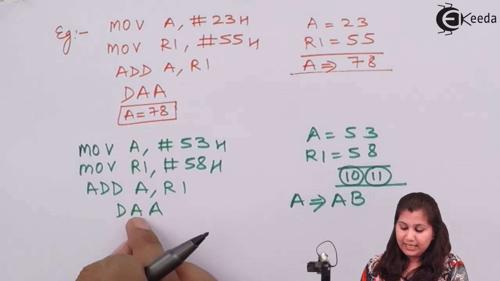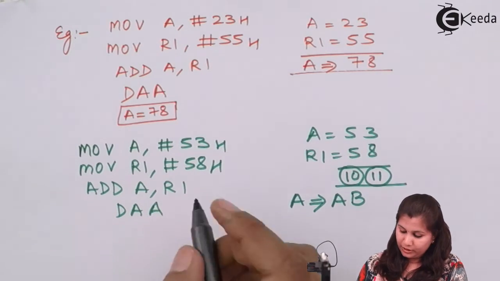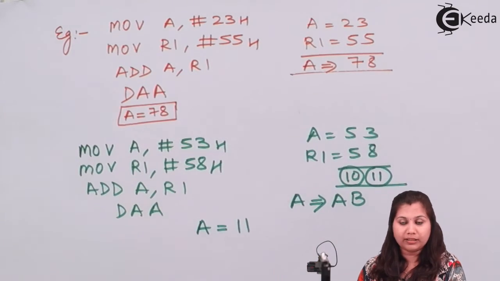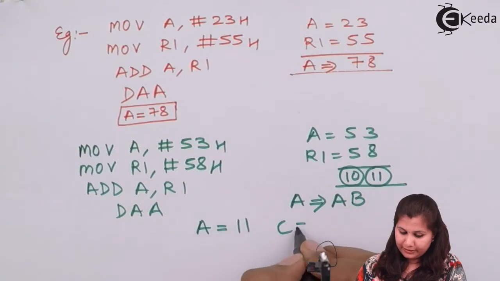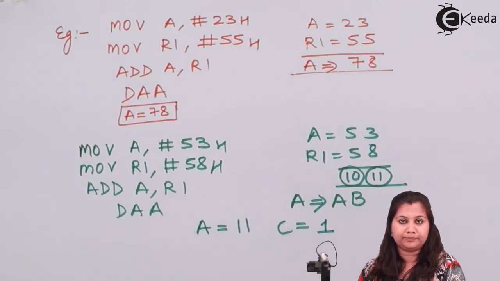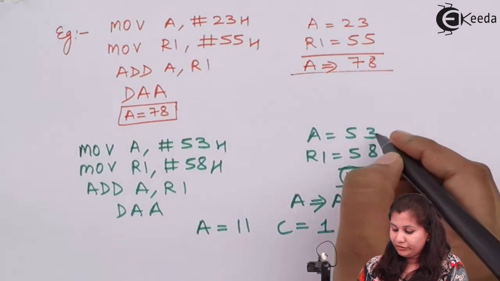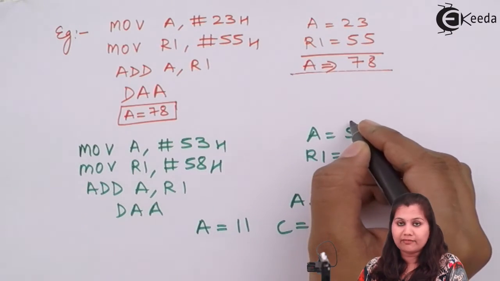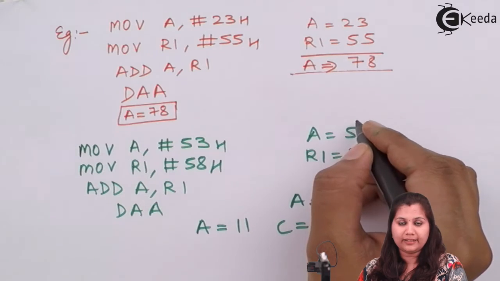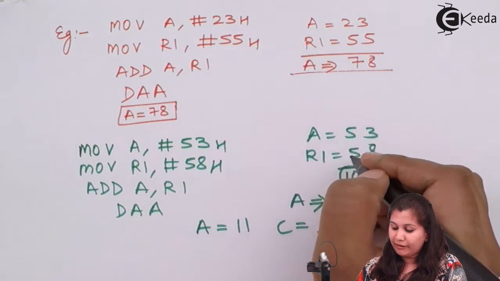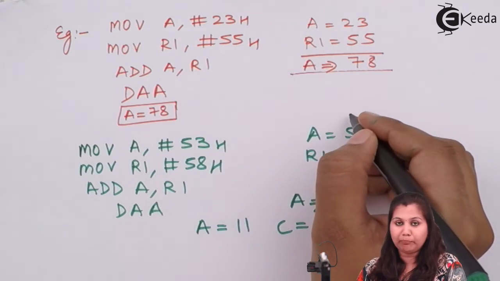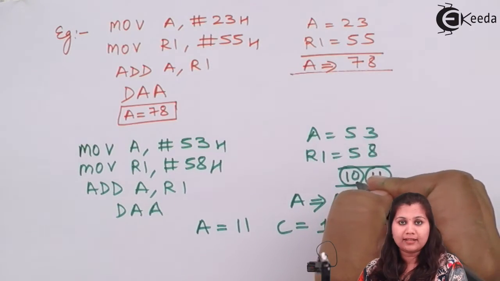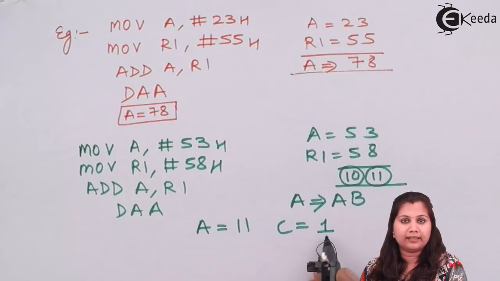Now when this DAA instruction is executed, the new contents of the accumulator will be 1 1 and the carry flag is 1. How? 8 and 3, it is 11. So 1 is written here and 1 is taken as a carry, auxiliary carry. Again 5 and 5, that is 10, and plus 1 carry is there, so 11 is there. So 1 is here and 1 is taken as the carry.